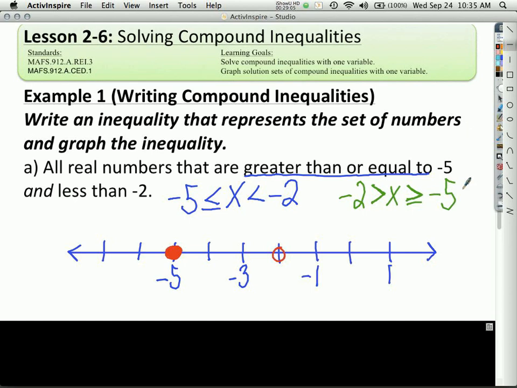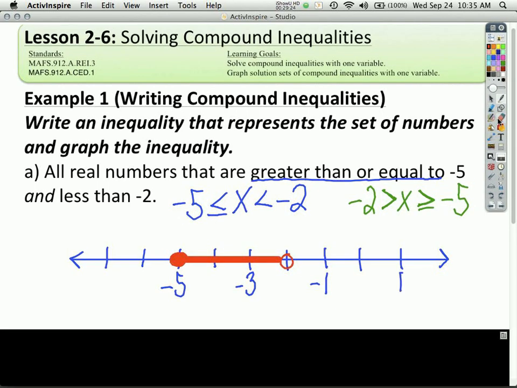Does anyone have an idea? I'm not doing a very good job, I guess. Okay, Adriana, what do you think? Yeah, it's going to be in between because this is an and, and the x is in between. So now someone tell me what's wrong with the one in green.